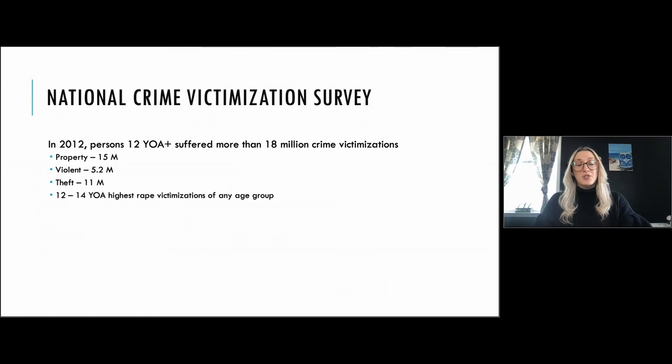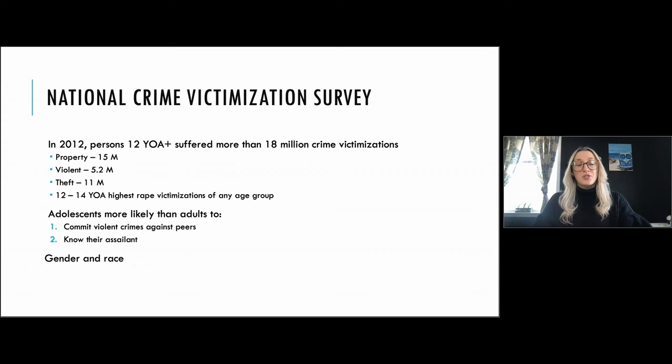They also found that youth between the ages of 12 and 14 had the highest rape victimizations of any other age group. Adolescents, they found, were more likely than adults to commit violent crimes against their peers, as well as to know who their assailant was, which just tells us that youth are more likely to assault those that they know rather than to commit random acts of crime.